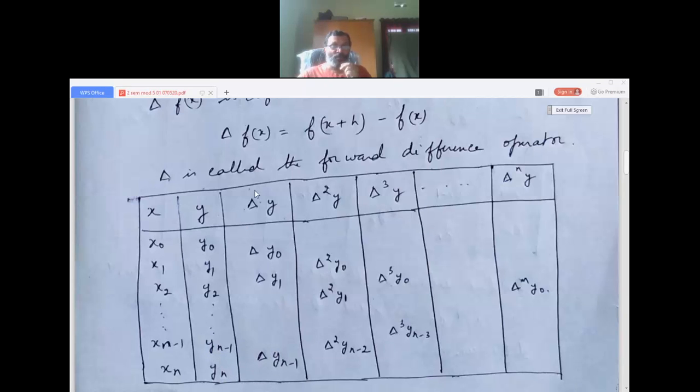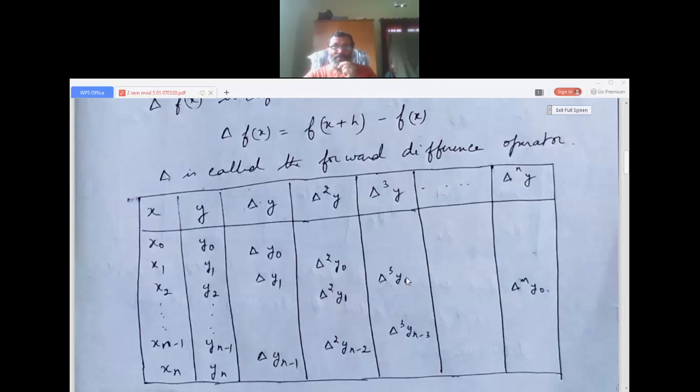Then you write this del y0, then you write del squared y. Now, between del y0 and del y1, in the middle I am writing del squared y0. Then del squared y1, and it goes on till del squared yn minus 2, a little upper.